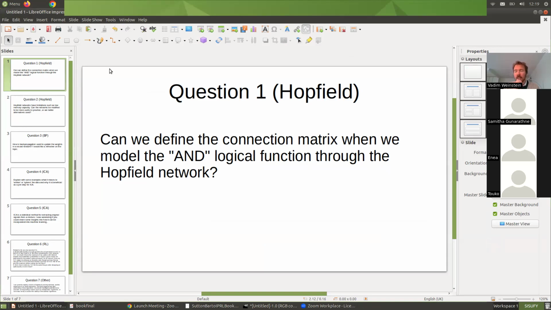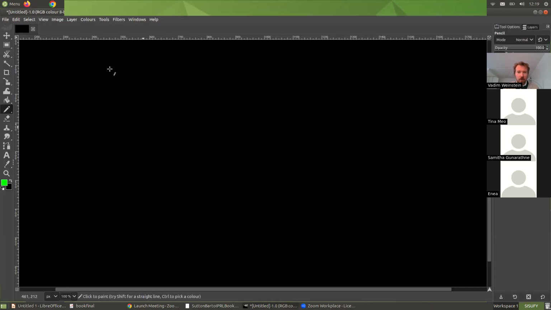Okay, so the first question: is it possible to define a Hopfield network which would implement the logical gate AND? Now, it's a good question, and I don't know. I didn't start searching online. I just tried to think about it myself. I don't know what happens if you search online, but I thought about it myself, and so here's what I came up with. I have kind of an answer.